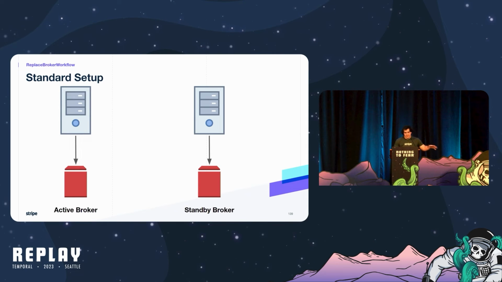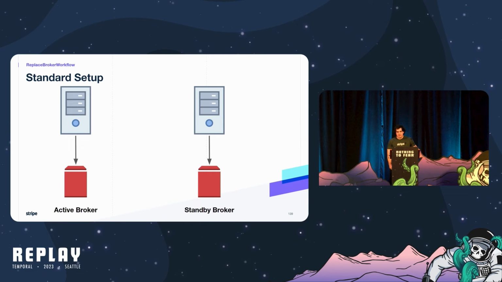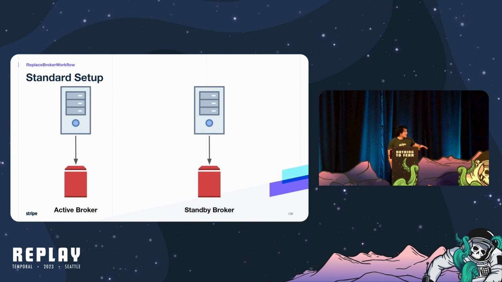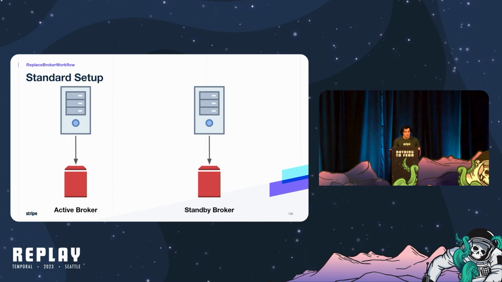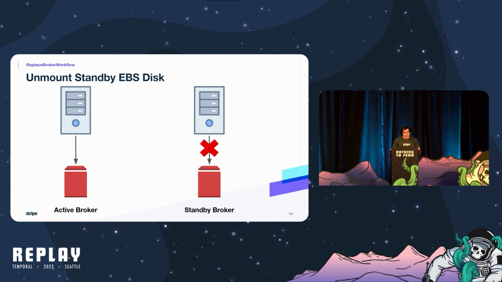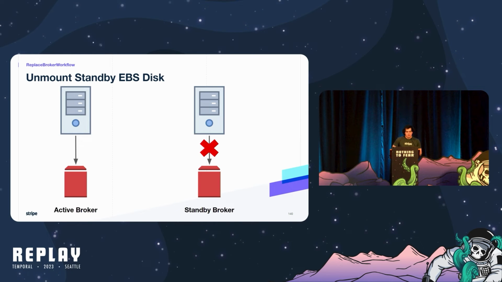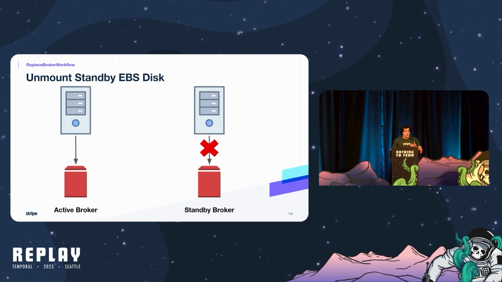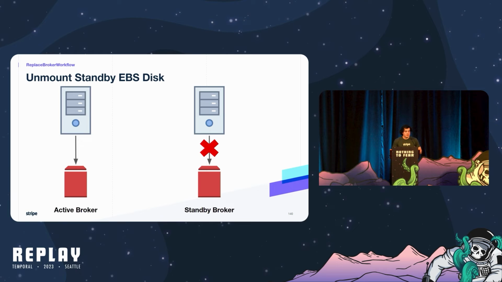Just to give a frame of reference, this is our setup. We have our active broker and our standby broker. Whenever we have to do a replacement, we would start by unmounting and detaching the EBS disk from the standby broker.